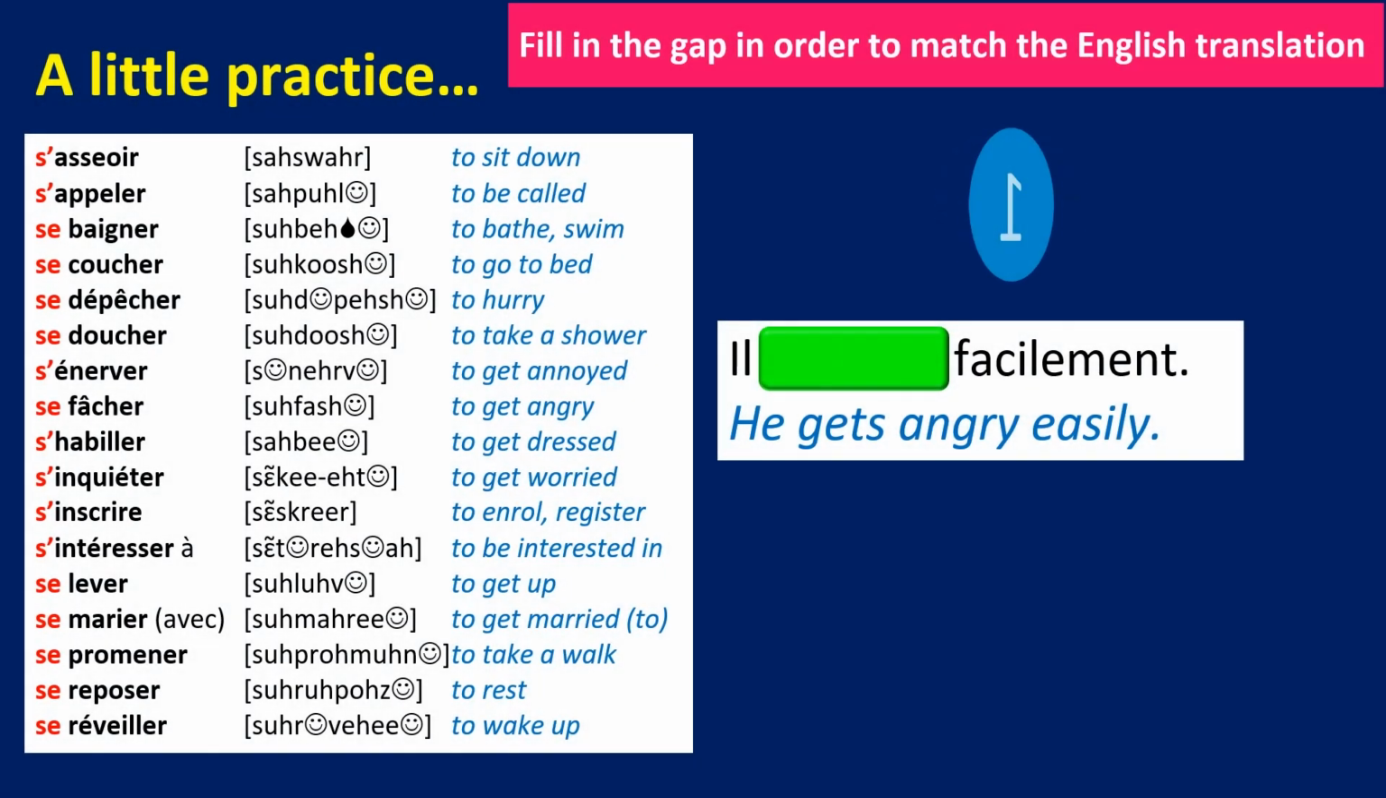Just to finish off, a little bit of practice. Your task is to fill in the gap in order to match the English translation. So the English translation here is he gets angry easily. It is the present tense. To get angry is se fâcher. Therefore, he gets angry easily. Il se fâche facilement.